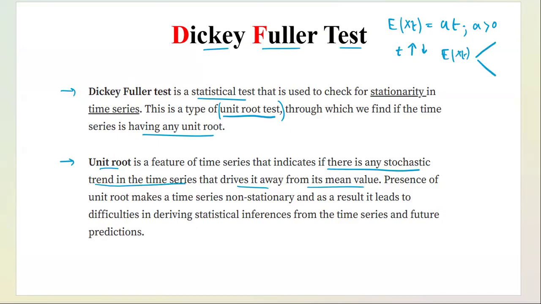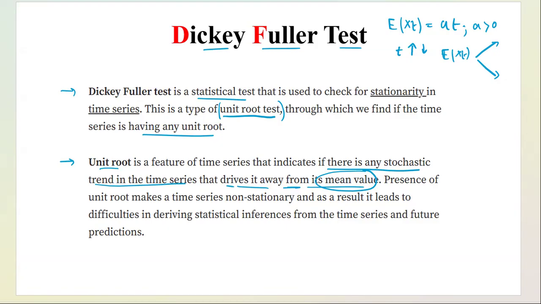Either it's an upward trend or it's a downward trend. And when this kind of trend arises in time series data, it drives the time series away from the mean value, which basically means the time series becomes non-stationary. I have explained this concept in detail, so please check the video out if you don't understand what I'm saying right now.